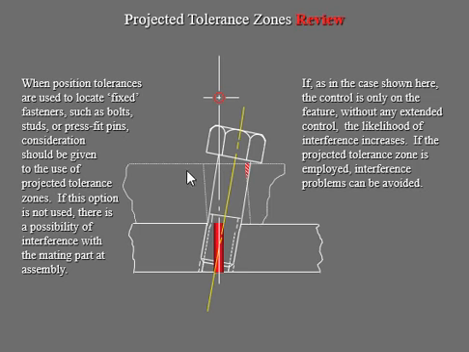So you have to have that type of projected tolerance zone, so the control is not only on the feature of this part, but also we're going to have a control over the mating part. In that way we can reduce or eliminate the interference. Interference is just noise.